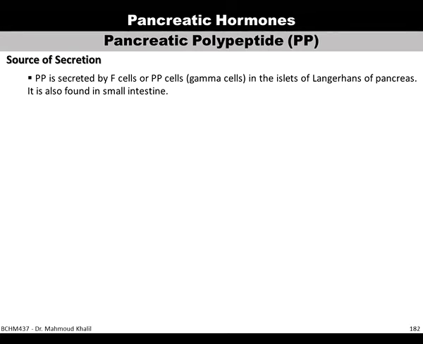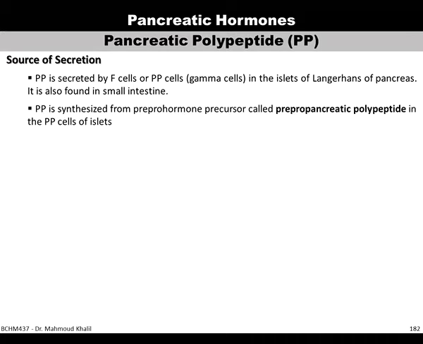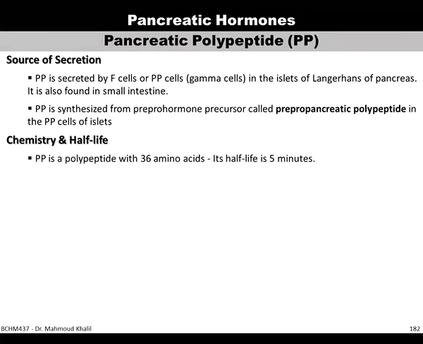Another hormone from the pancreas is called the pancreatic polypeptide, or PP. PP is secreted from the F cells, or PP cells, gamma cells, in the islets of Langerhans, and it's also found in the small intestine. PP is synthesized from a pre-pro hormone, a pre-pro pancreatic polypeptide, in the PP cells of the islets of Langerhans. It's 36 amino acids and its half-life is around 55 minutes.